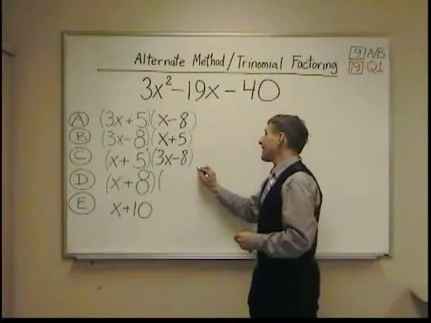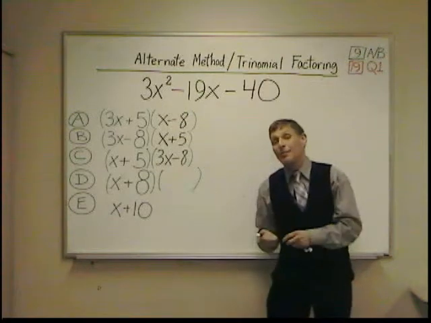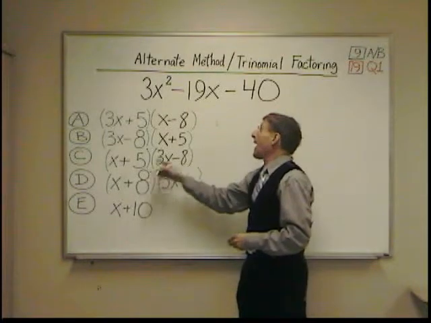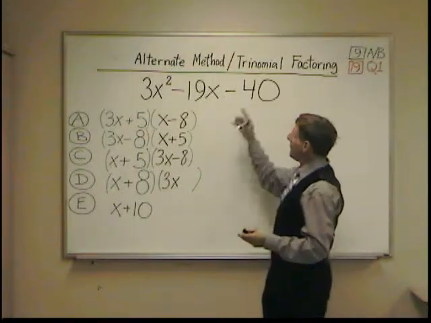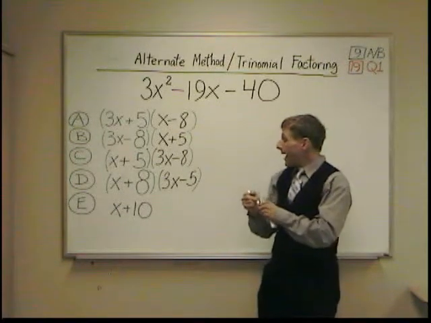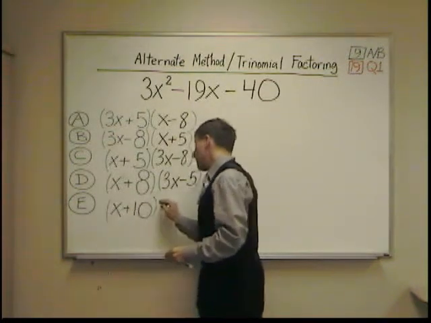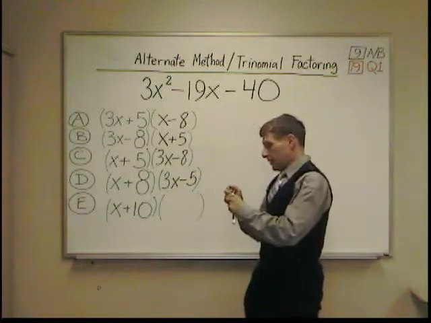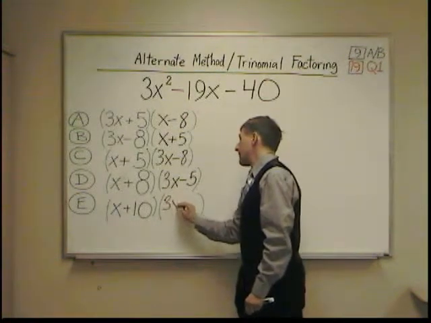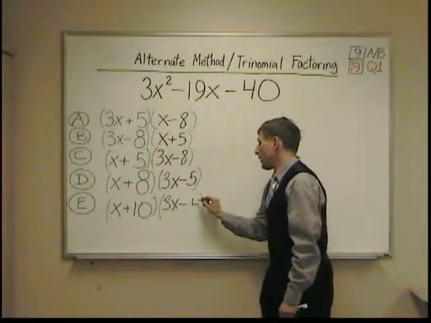And so my next set would be, well, I have the x here. So if I'm given x in my choice, the other parenthesis will have the 3x. And to get me to the 40, positive 8 times negative 5 is 40. And finally, that last choice, it's kind of like the odd one. It has x plus 10. It is possible that that could work. That would give me, again, I have the x, so 3x. And to get 40 from a plus 10, and it's negative 40, would be negative 4.